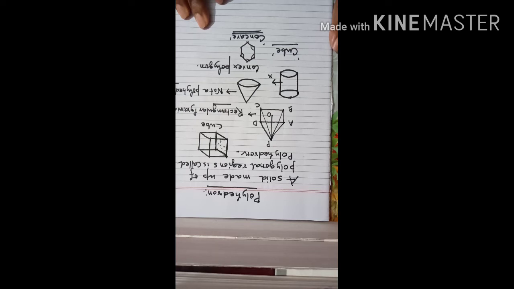Now regular polyhedron. What is a regular polyhedron? Keep in mind, a polyhedron is said to be regular if all of its faces are regular polygons and the same number of faces meet at each vertex. Suppose we consider a solid cube, all faces are regular. See, I am showing the figure.